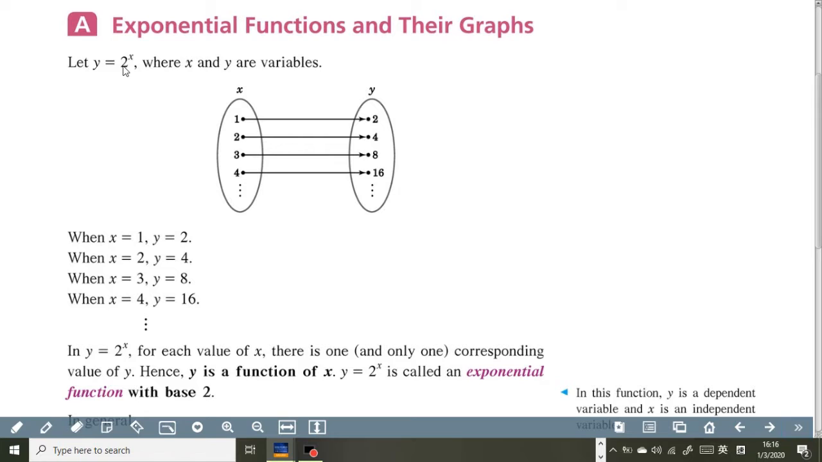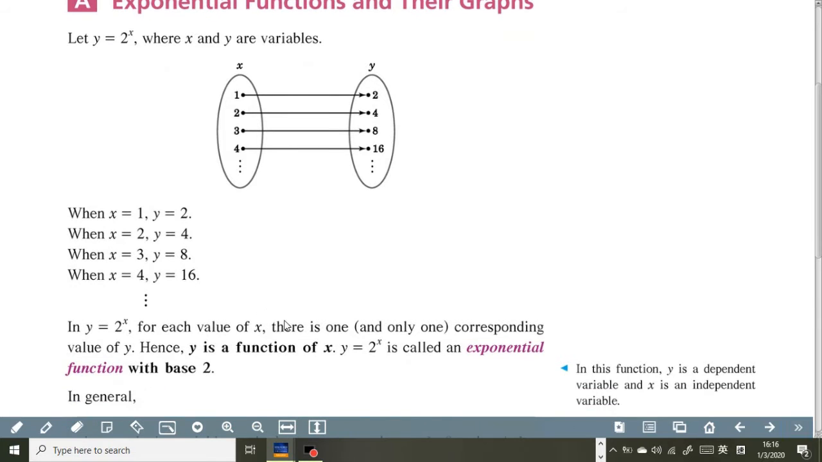But there's something special here. It is a constant 2 here. So we specify this as an exponential function with base 2. That means if I change this number to become y equal to 3 to the power x, it is also called an exponential function, but it will be with base 3. Let's look at the example.